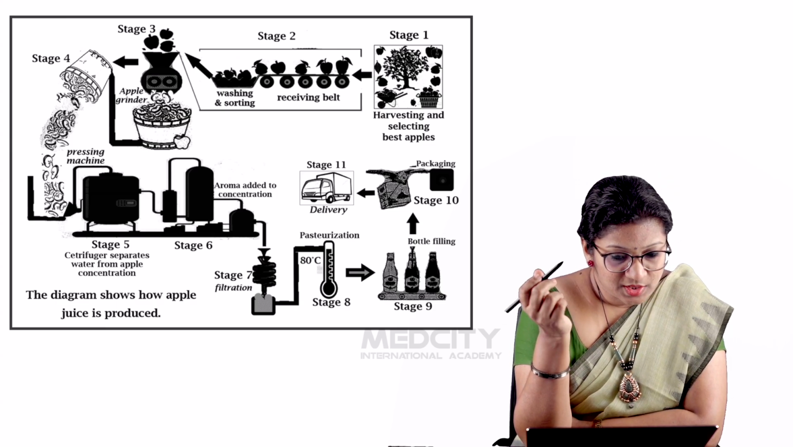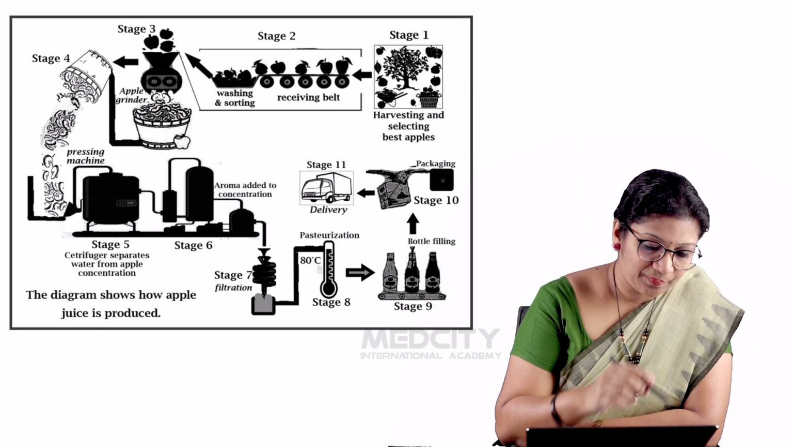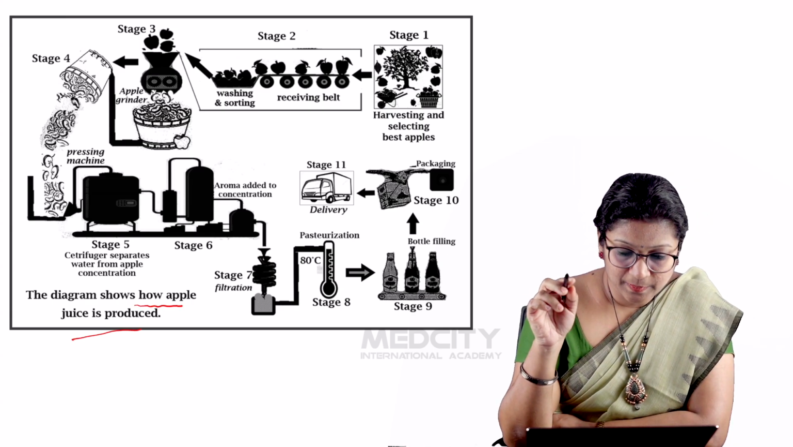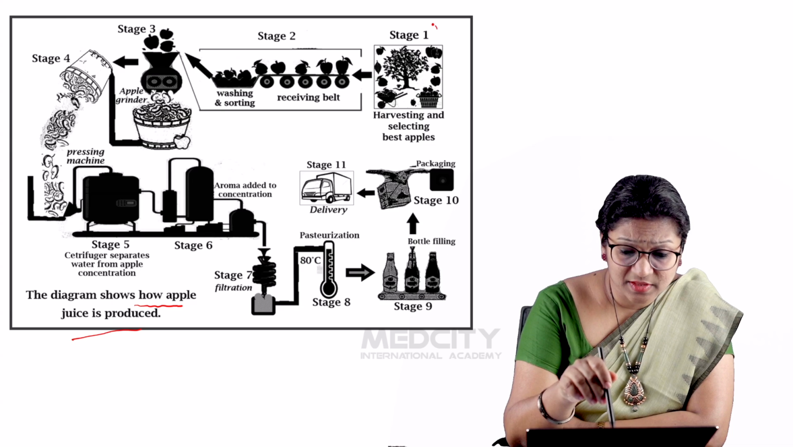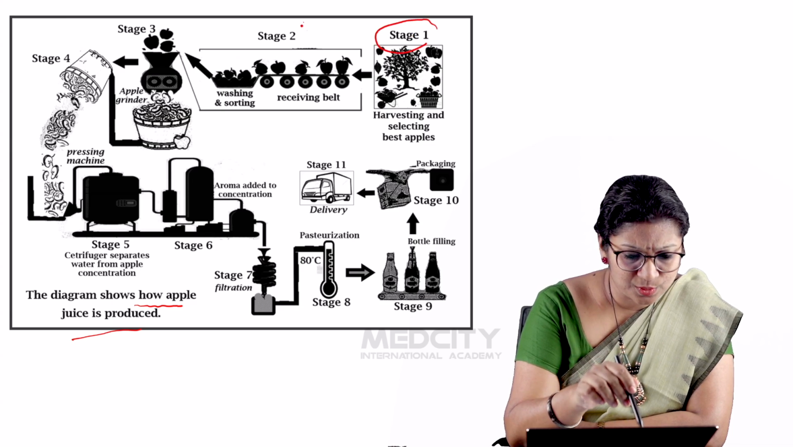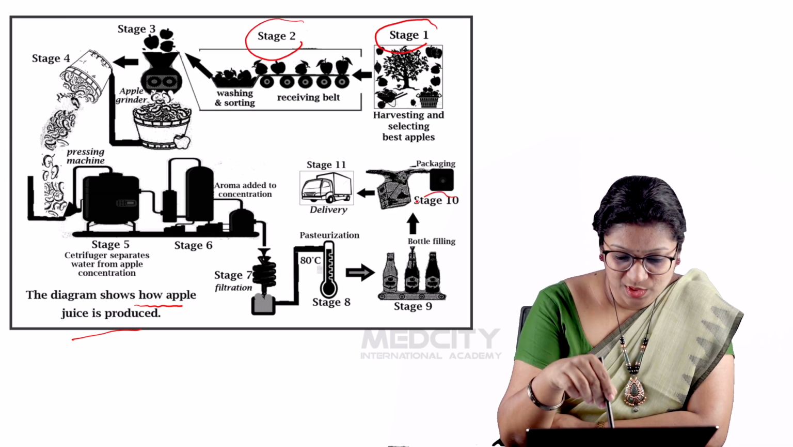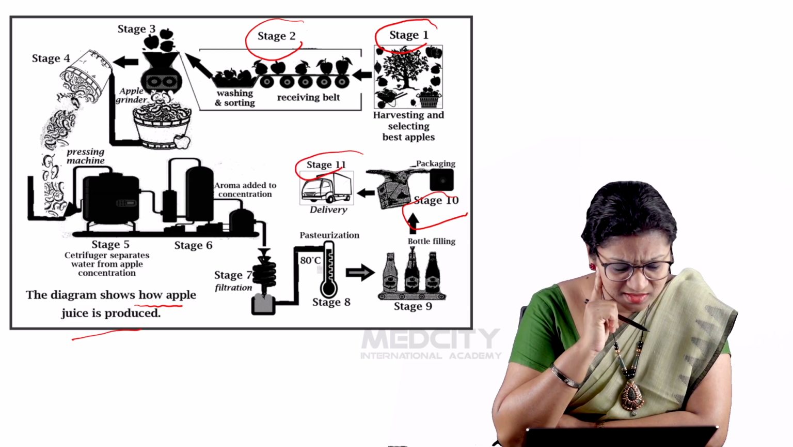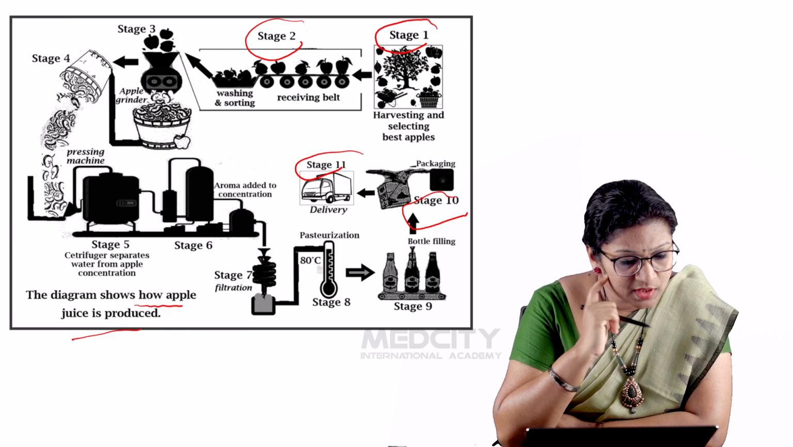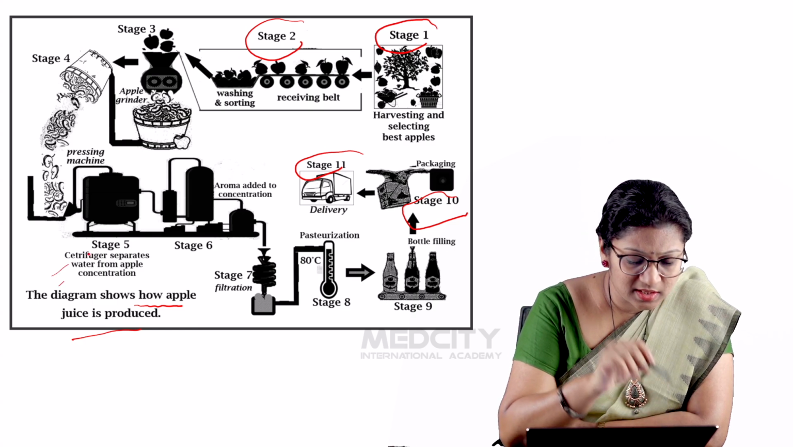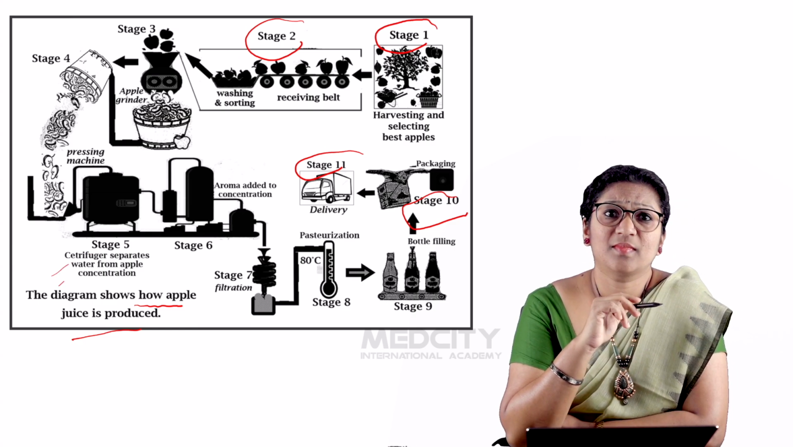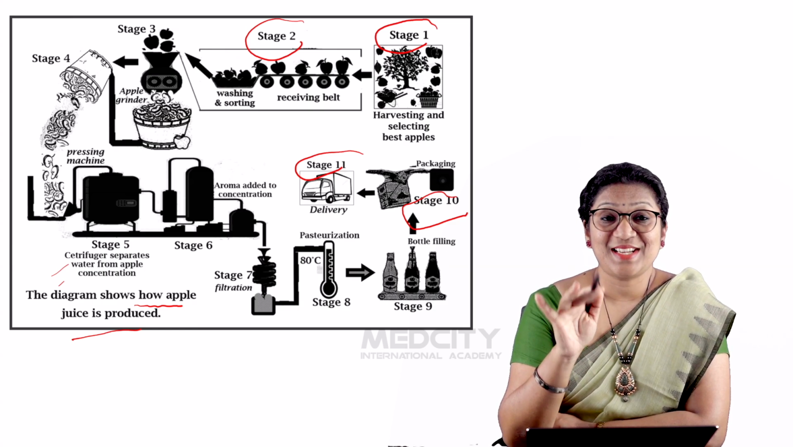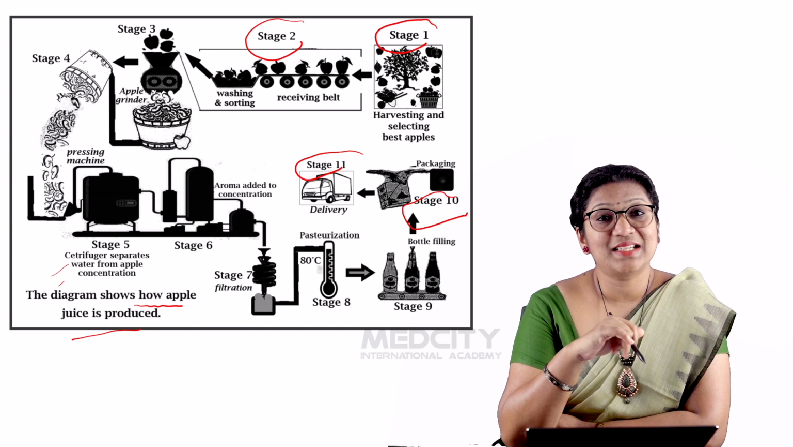Okay, so the diagram says how apple juice is produced. There are stages given 1, 2, all the way up to 10. Okay, no, we have 11 stages. Great. There are words here. Well, if you're thinking what this is, today's video is exactly on that.